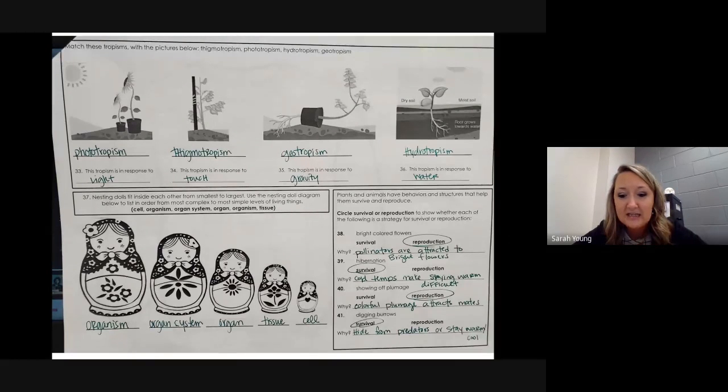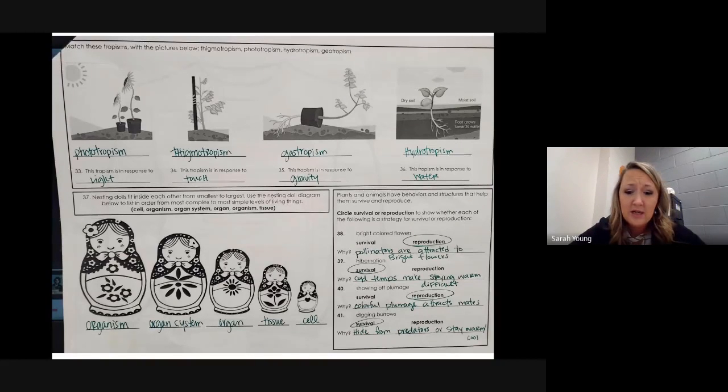Number 39 is hibernation. Hibernation helps organisms to be able to survive cold temperatures or really, really hot temperatures, right? So maybe they go to hibernate because they can't get food, and so it helps them be able to survive, right? That's a survival instinct that doesn't help them reproduce, but it helps them be able to survive the winter.